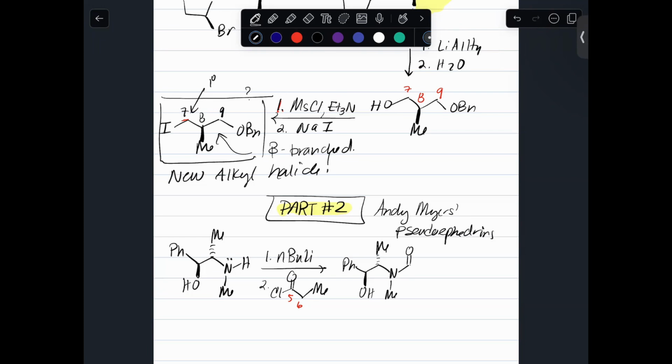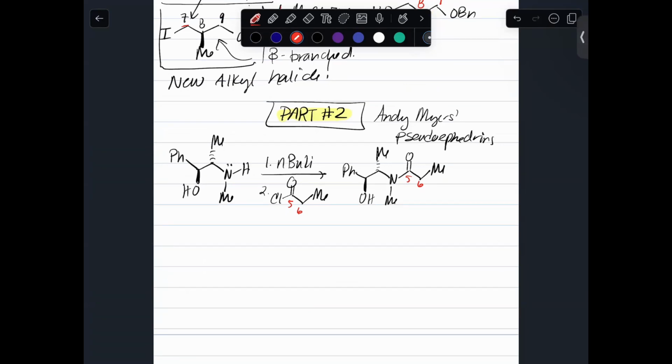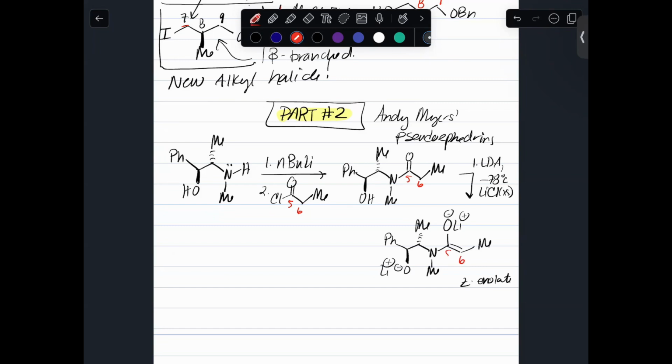He couples the carbonyl compound to the pseudoephedrine. Apologize for that. Adds LDA, just like we did before. Just like before, you get the Z-enolate. Nothing new. Oh, don't forget lithium chloride in excess. So there's my Z-enolate. I'll label these 5 and 6 again, so we keep track of our carbons. I add the new alkyl halide that I just made right here.